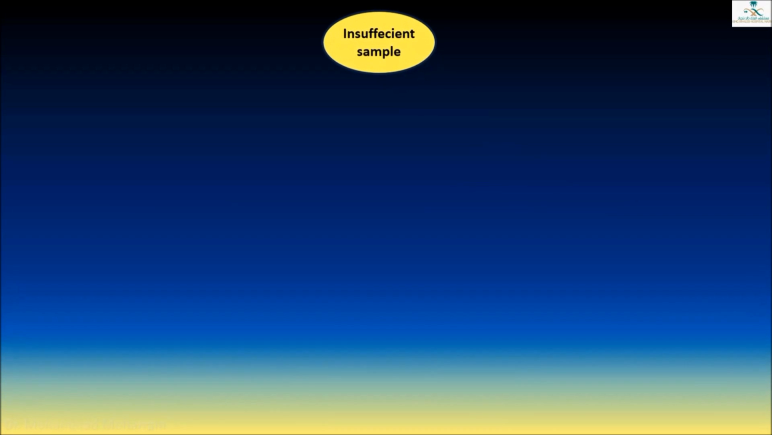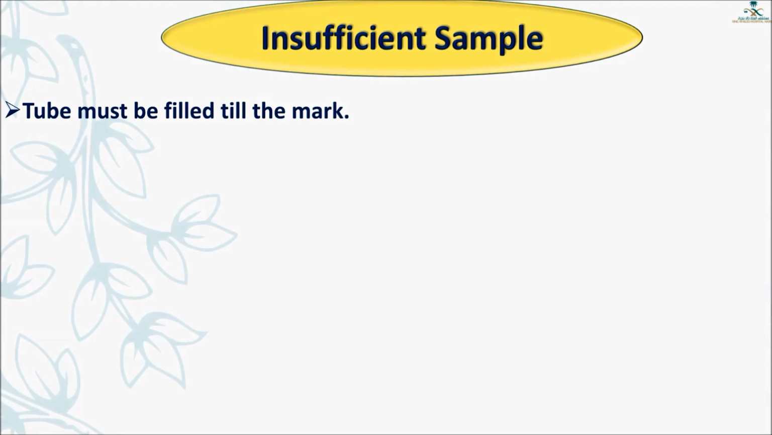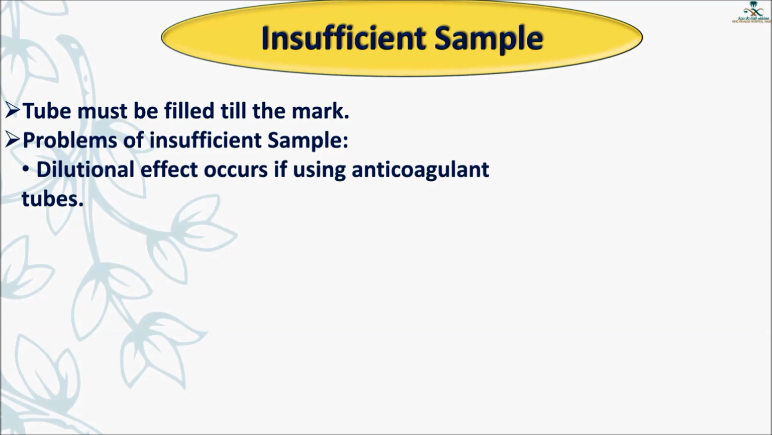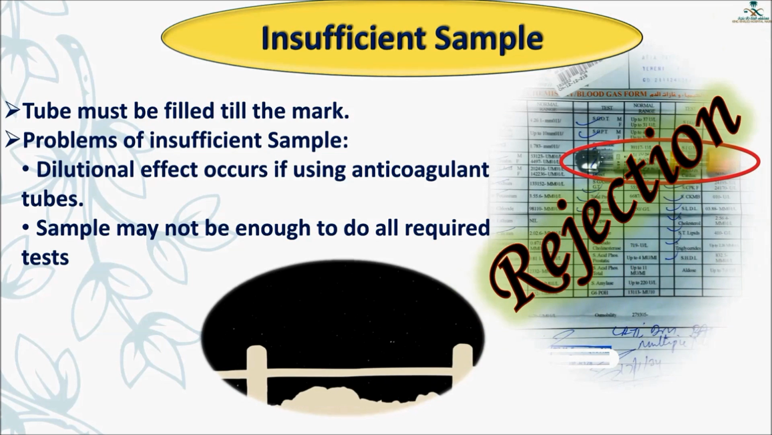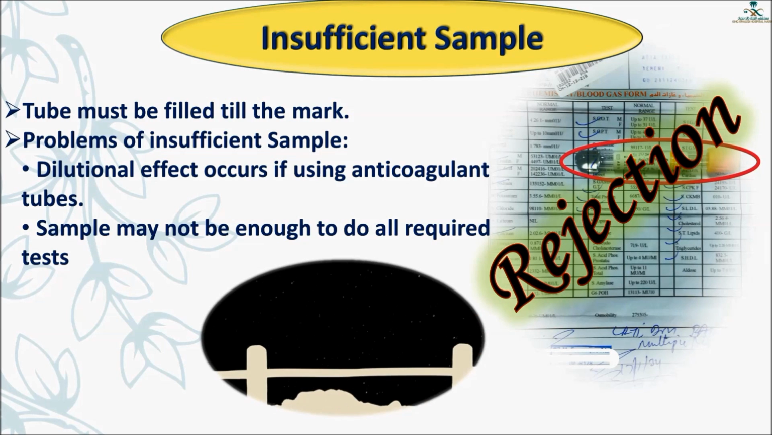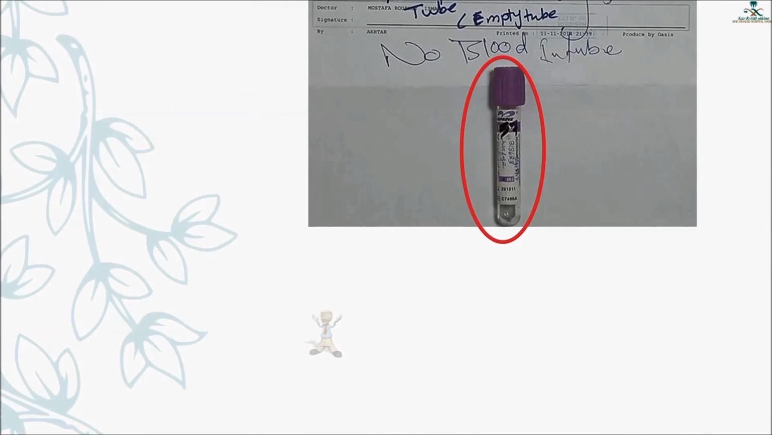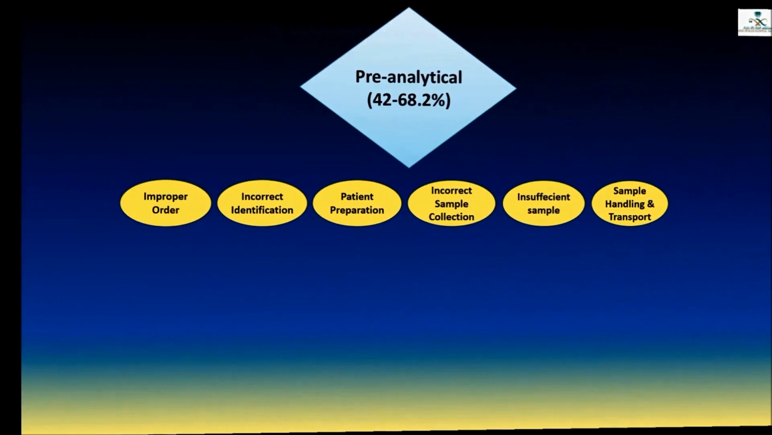The next pre-analytical error is insufficient sample. Tube must be filled till the mark. Problems of insufficient samples are: dilutional effect occurs if using anticoagulant tubes, and sample may not be enough to do all required tests. The picture to the left shows empty tube which was given to our lab reception. Another example of empty tube was given to our lab reception.